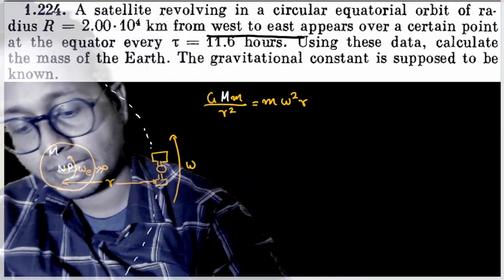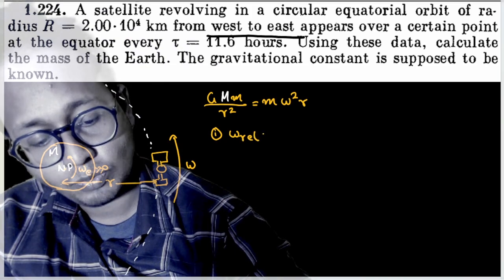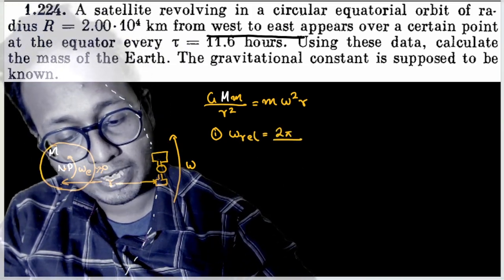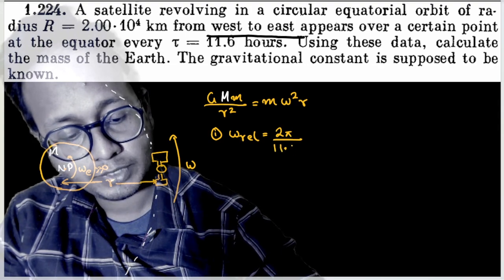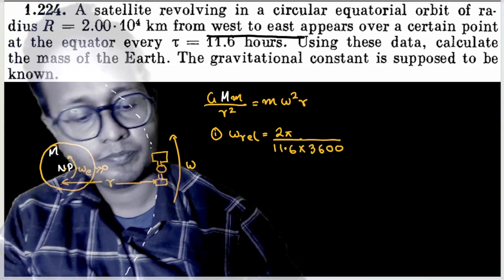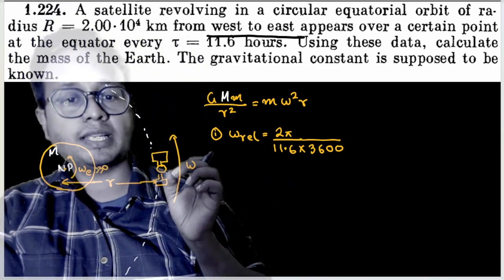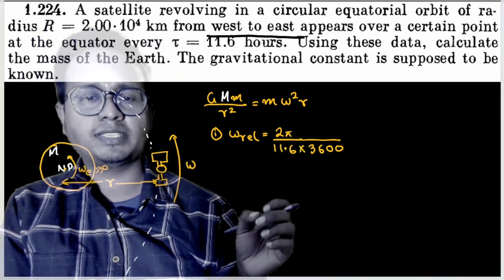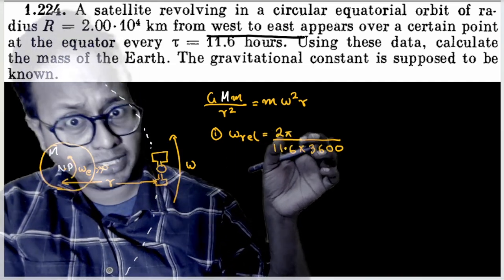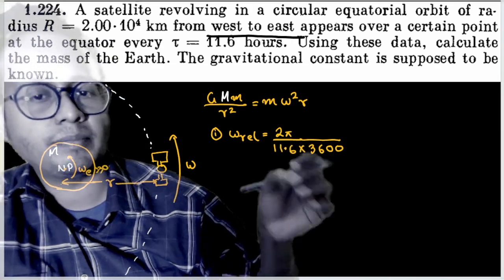We know that the relative velocity of the satellite with respect to a person sitting on the equator is nothing but 2 pi divided by 11.6 hours. If I want to convert hours into seconds, I have to multiply by 3600. So a person sitting on the equator will see this satellite move with angular velocity 2 pi divided by the total time taken, since angular velocity is total angular radians divided by total time.